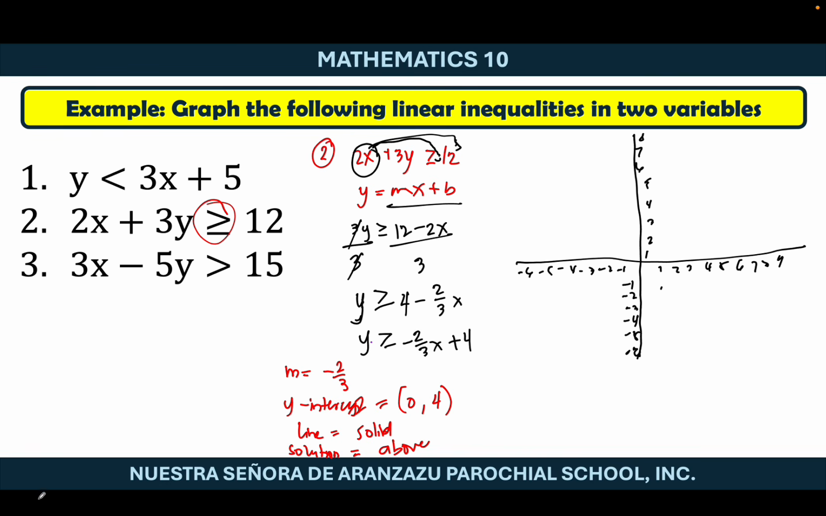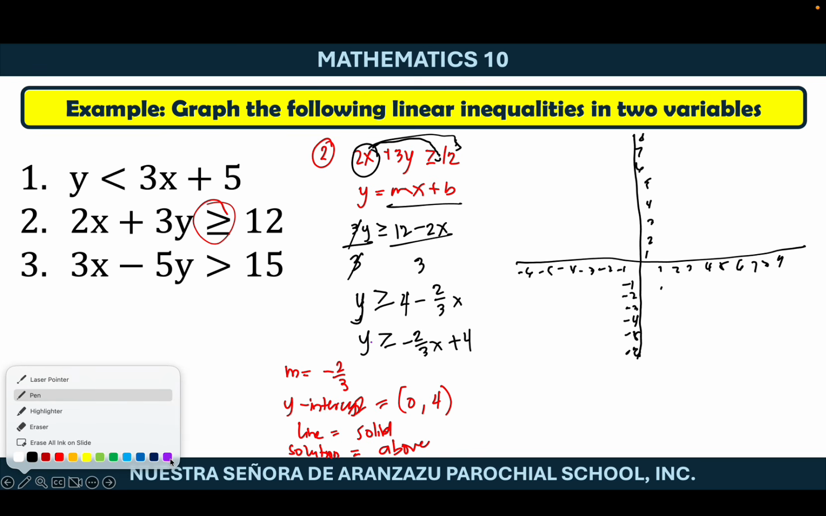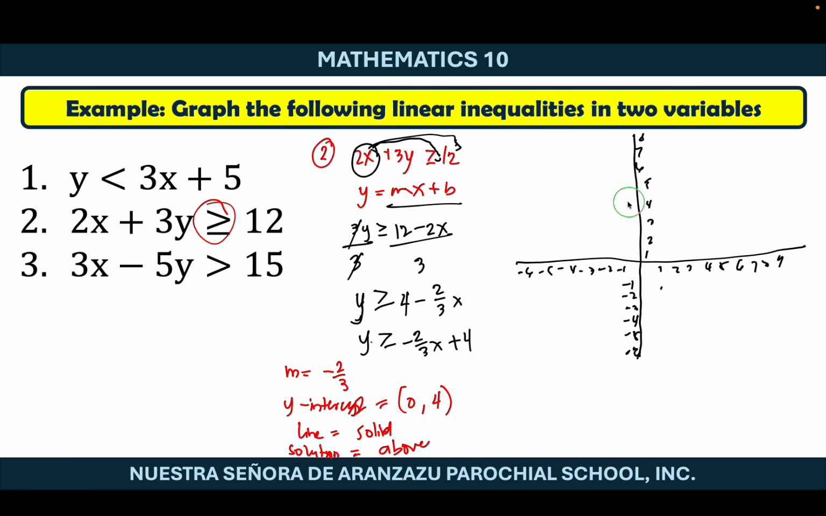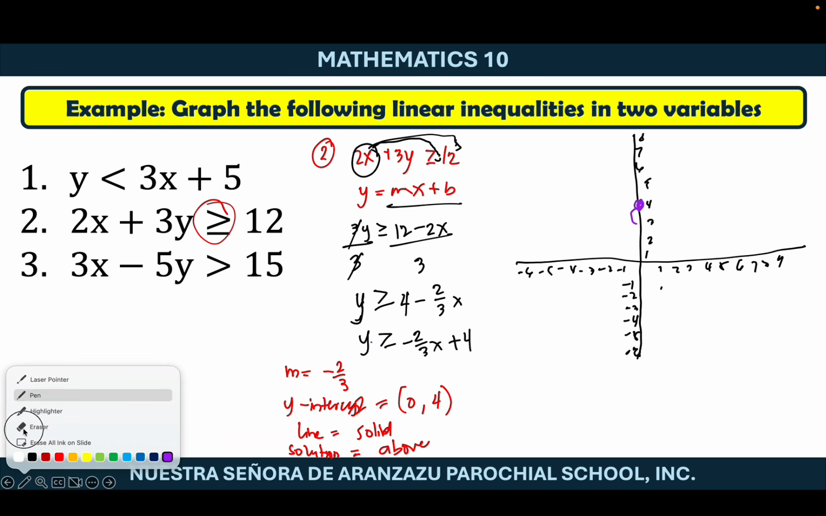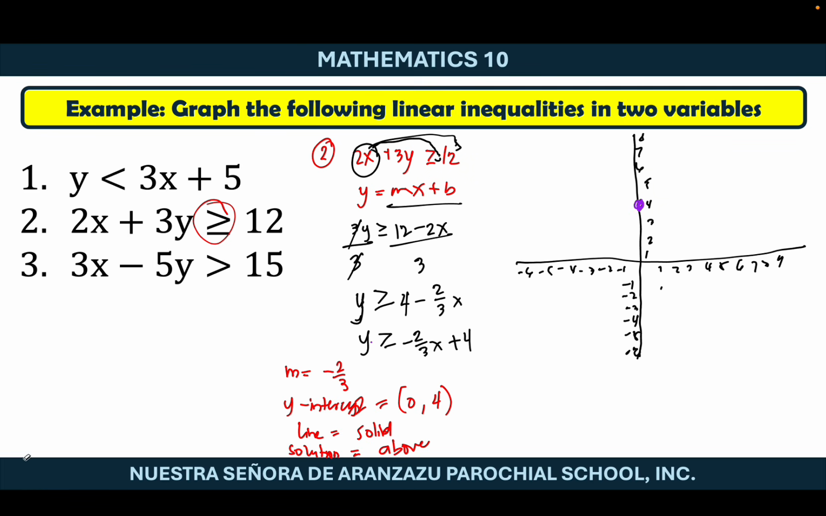So, locate muna natin yung y-intercept natin na 0, 4. So, the 0, 4 is located here. Then, mag-move ka based on your slope. So, negative 2 yon. So, move ka ng downward, 2. Okay, 1, 2. Okay, downward ng 2, then 3 to the right. So, we have 1, 2, 3. So, nandito yan.